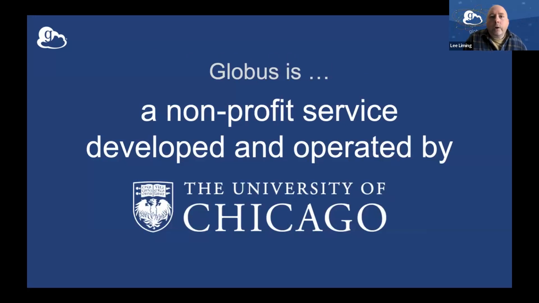Before I go any further, I want to give you on one slide what is Globus. In a nutshell, we are a nonprofit service that is developed and operated by the University of Chicago on behalf of the global research and academic community. So everything that I'm talking to you about today and everything that Steve is telling you about is something that is run by the University of Chicago on behalf of all of you.